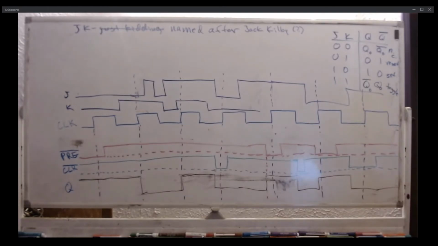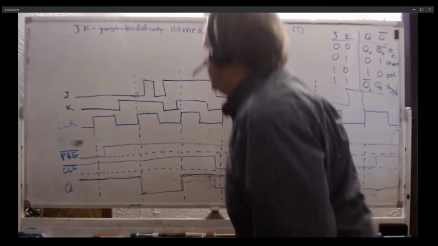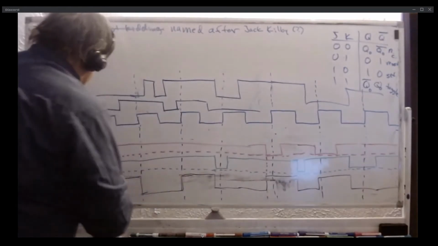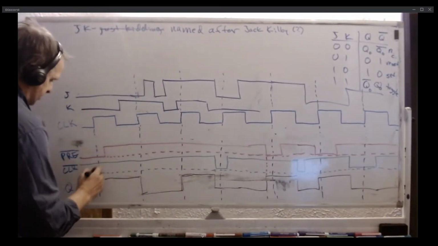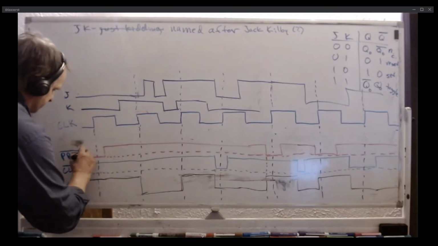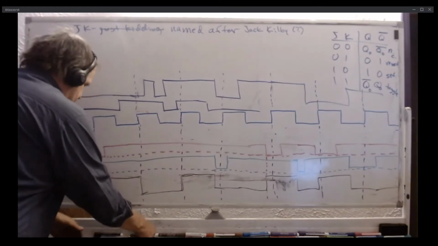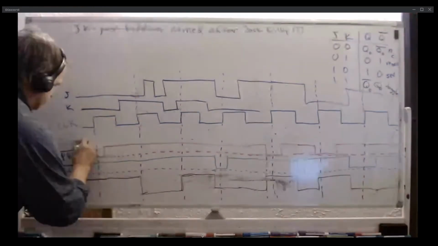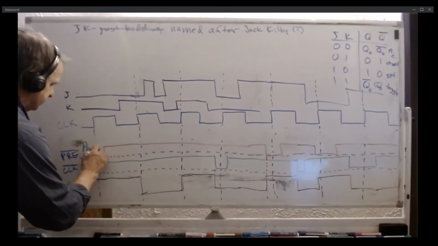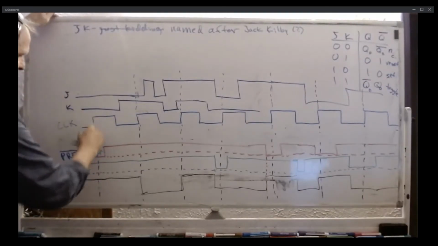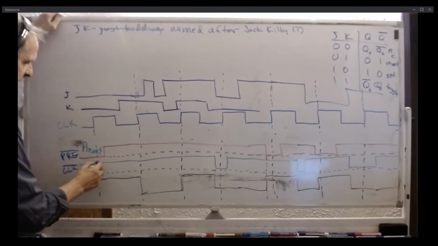Where on the diagram? I might have missed it because I was still trying to write the lines. Is there anywhere where the behavior was dependent on J and K? I thought in the beginning. Absolutely, yes. Here we're in the preset state, right? Then we get a clock edge that is still overridden by preset.